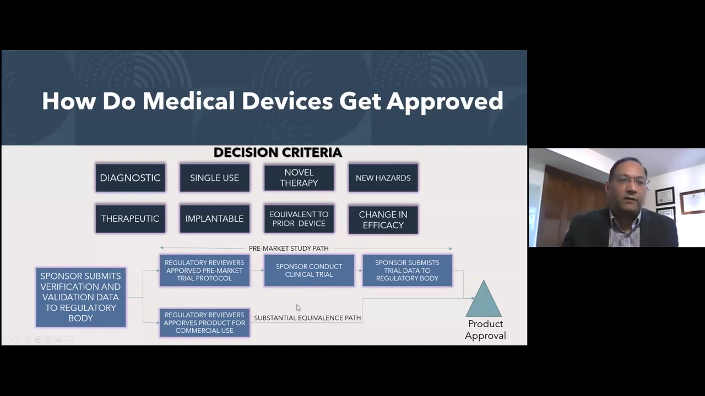the data is submitted to the regulatory body, and then you get the product approved. If it's a substantial equivalent path, you don't need to do any clinical data. The product is reviewed and evaluated based off of the bench data or the animal data and the predicate data. Predicate means previous devices' data, and you combine all of that and then you get approval for it. So this is how, I packed it into one slide, but the regulated industry has a huge role to play in getting medical devices approved.